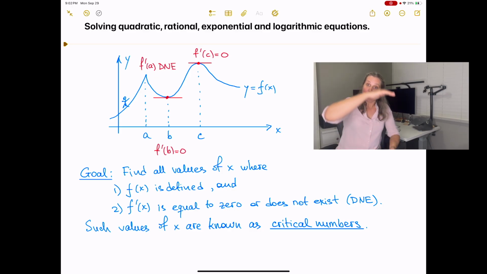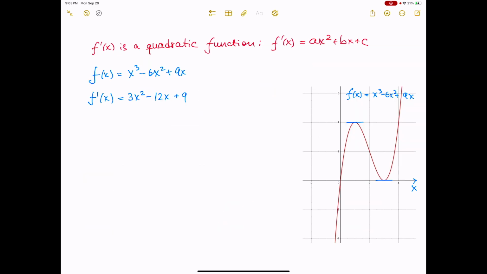On those tops of the mountains and lowest of the valleys, the derivative of the function is equal to 0 or the derivative does not exist. So, in order for us to find the location where the mountain reaches its top or hits the valley, we consider all possible input values of x where the function is defined and determine for which values of x the derivative is equal to 0 or where the derivative does not exist. Those values of x are called critical numbers. Today, we're going to practice finding those critical numbers for different types of functions.